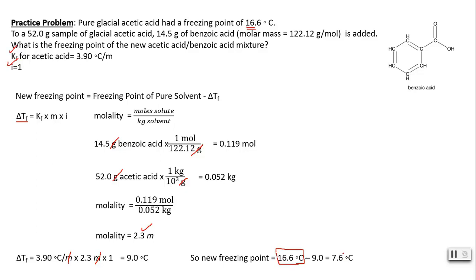If we were to do a similar calculation, but with regards to the boiling point of acetic acid, we would add that 9.0, because when you add an impurity, what does that do to the boiling point? It doesn't depress it, it elevates it. But we're talking about freezing point here. Adding an impurity lowers the freezing point, so that's why we subtract.